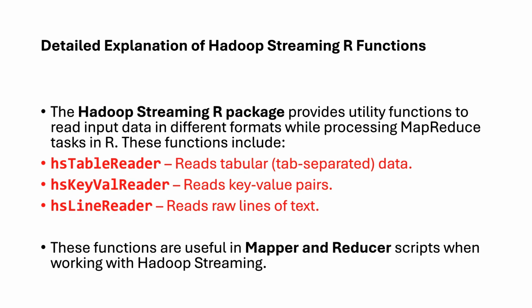Then we have the key value reader, for data in a different format. One of the formats is key value. The HS key value reader function assumes that the data being read is available in key value format, and this function also uses chunk size to define the total number of lines to be read at a time, and each line consists of a key and value pair. So that is key value.